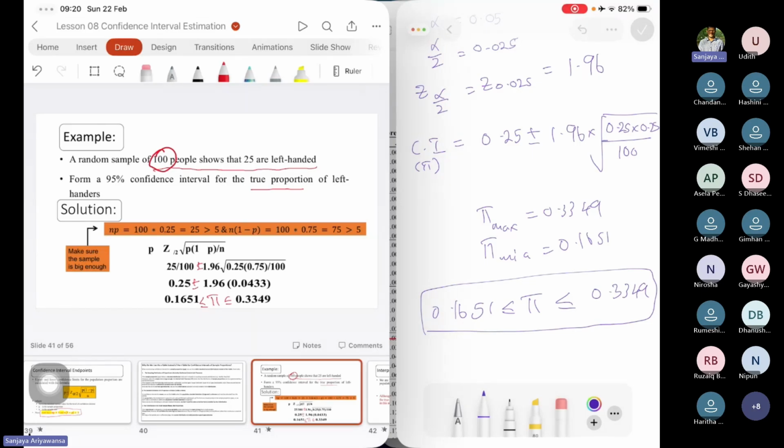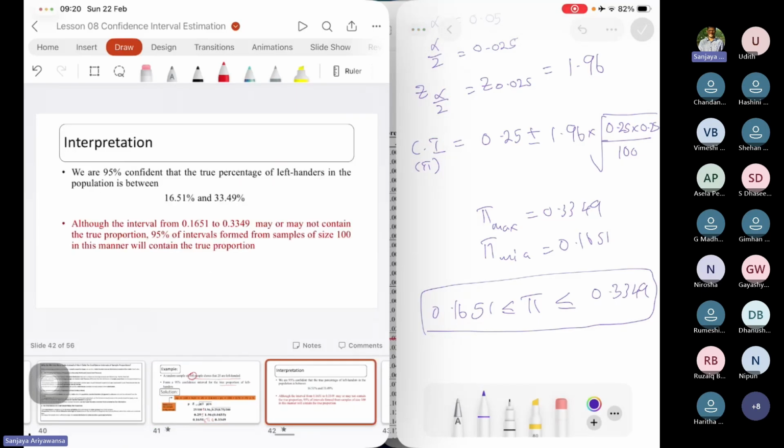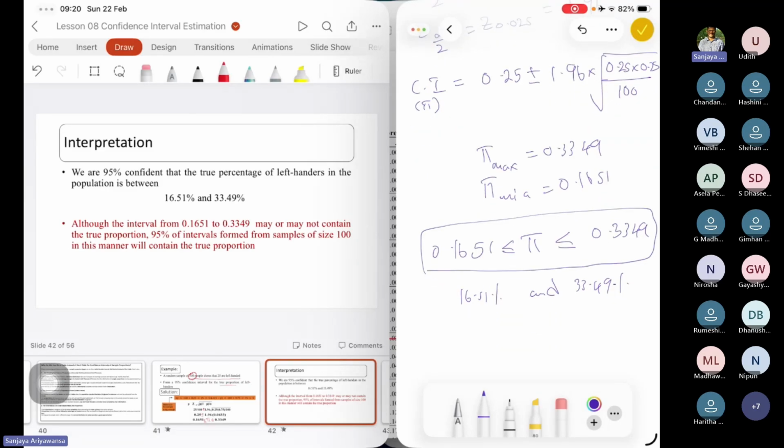We can either say 95% confident that the true percentage of left-handers in the population is between these two values, that is 16.51% and 33.49%, or you can say 95% of the intervals formed from sample sizes of 100 will contain the true proportion. That is what we are saying. So that is an example of sample proportions.